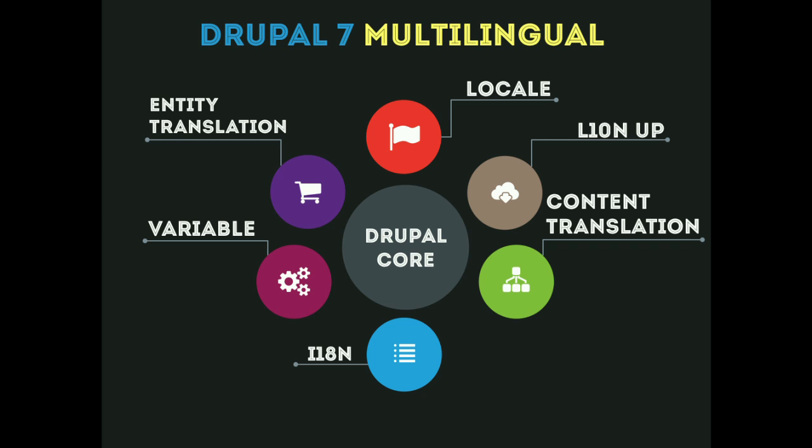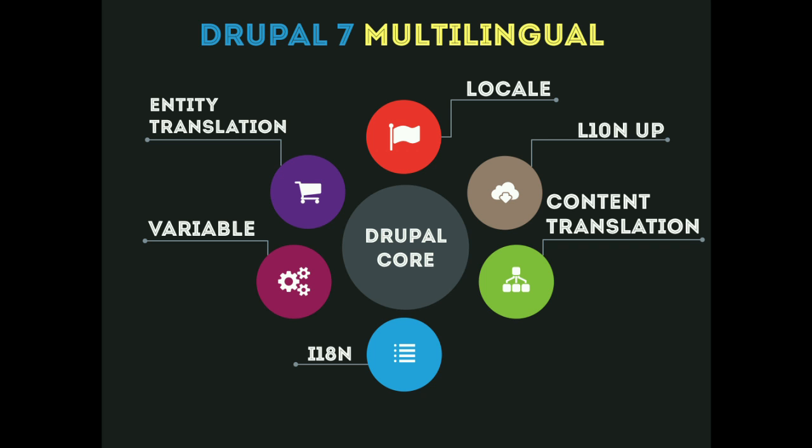So now you have two ways to translate nodes, entity translation and content translation, and some of your content types may actually be using content translation while other content types may be using entity translation. And then entity translation also supports translating taxonomy terms. So now you have I18N to translate taxonomy terms and entity translation to translate taxonomy terms. So the features overlap in some ways.